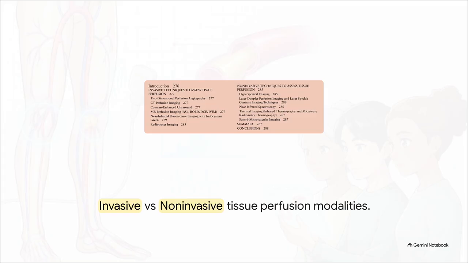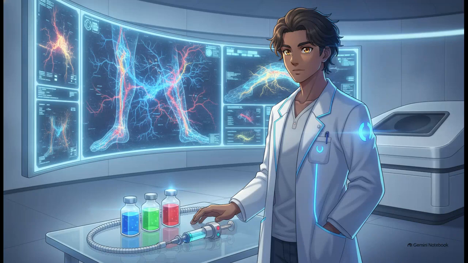Rutherford's text lays out a really neat taxonomy of these emerging tools, dividing them into invasive and non-invasive categories. Having this mental map is going to serve you so well during a Viva station if they push you on advanced perfusion imaging. We'll tackle the invasive ones first. The invasive group includes tools that require exogenous contrast agents or ionizing radiation. We're talking two-dimensional perfusion angiography, CT and MR perfusion imaging, contrast-enhanced ultrasound, near-infrared fluorescence with indocyanine green, and radiotracer imaging. Yeah, they're invasive, but the incredibly detailed, dynamic maps of microvascular flow they provide, traditional macro imaging just can't touch that.